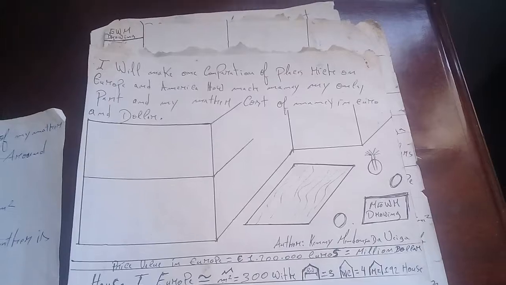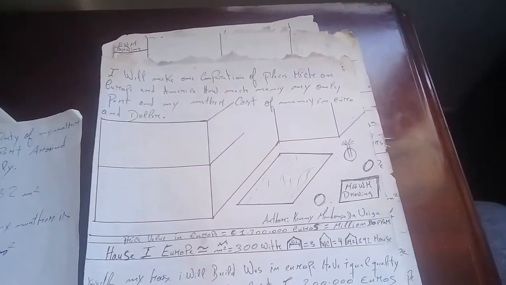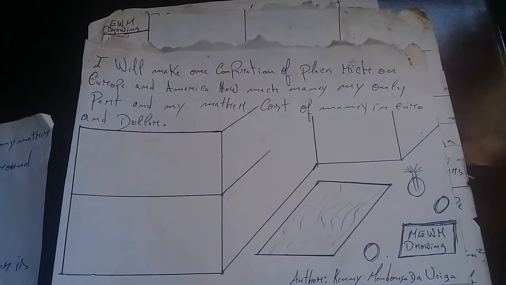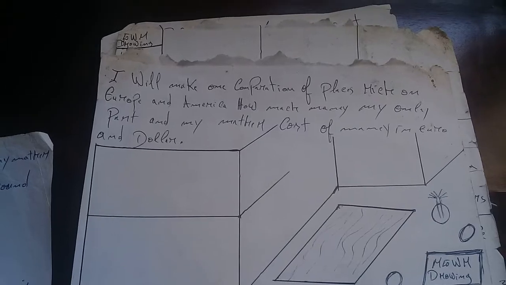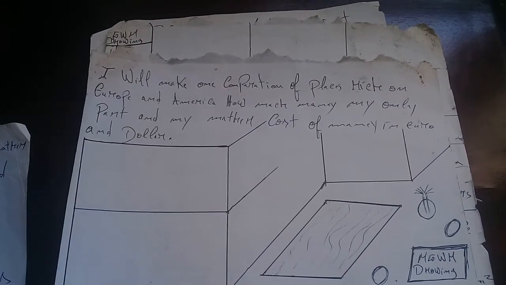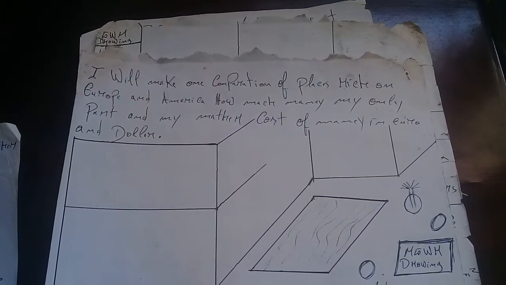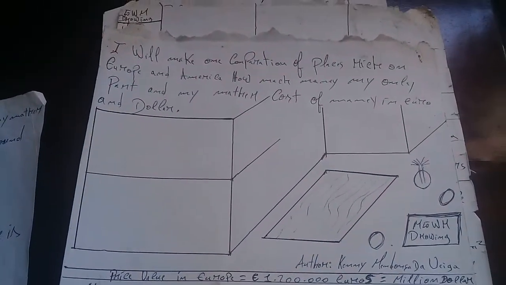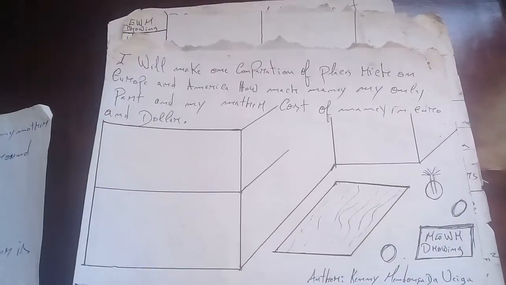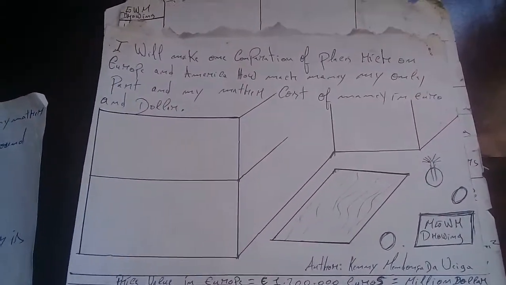I will make one comparison of rich places in Europe and America. This video shows you some examples in Europe, but I will search in America and show you in another video. How much money is my only part and my mother's cost of money in euro and dollar. Remember, this is my only part, not the part of my father and my sisters.